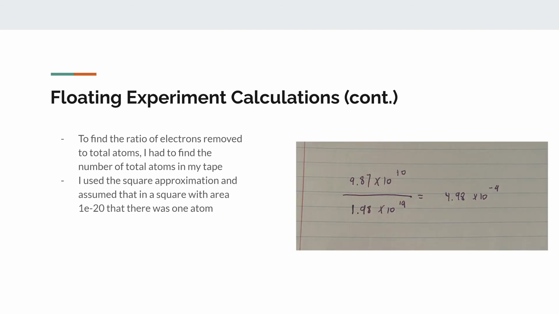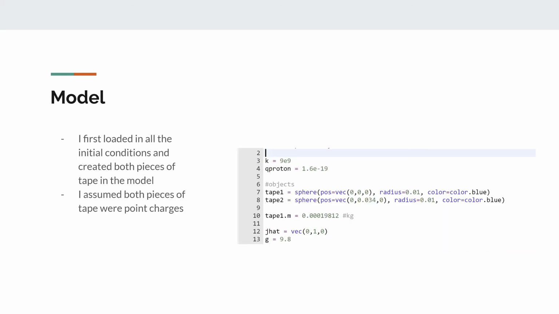To find the ratio of electrons removed to total atoms, I had to find the number of total atoms in my tape. I used the square approximation and assumed that in a square with area 1e to the negative 20 meters, there was one atom. Then to find the ratio, I divided the number of electrons by the total atoms in one piece of tape. And that was the number I got.